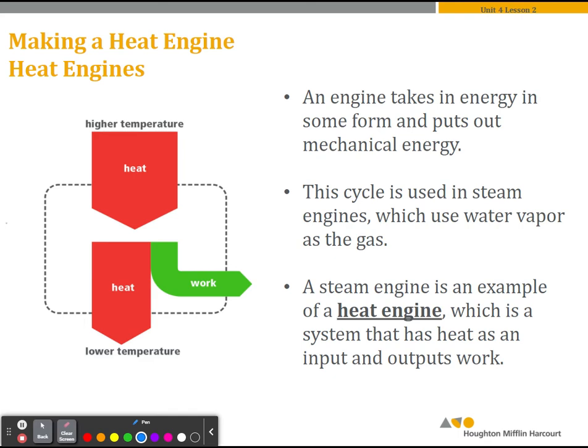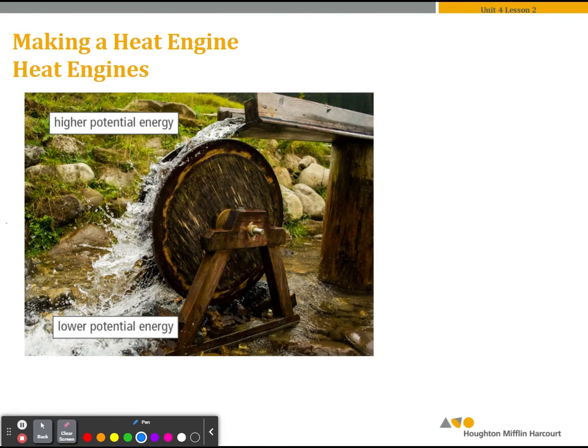A heat engine has heat as an input and work as an output. But again, unless it's 100% efficient, it's not going to just have work as an output. And engines are never 100% efficient. In fact, they're not super efficient at all. Most of that heat just goes right through the heat engine. That's why cars get hot.